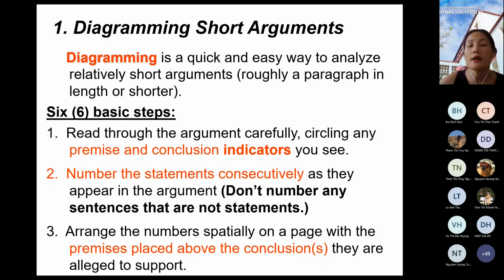Isn't it? So let's say we have an argument to read, and firstly we need to read through carefully. Then we try to circle or identify whether we have any indicator words for the premise or the conclusion. If we have the indicator for the premise, we know that, okay, that is the premise statement. If we see the indicator for conclusion, we see, all right, that could be the conclusion statement. That kind of thing helps us to quickly identify the roles of the statements in the arguments.